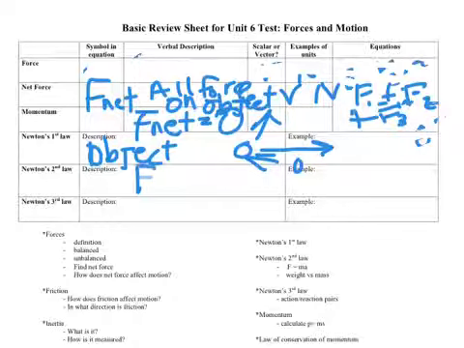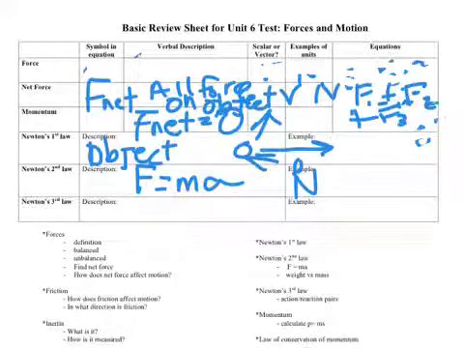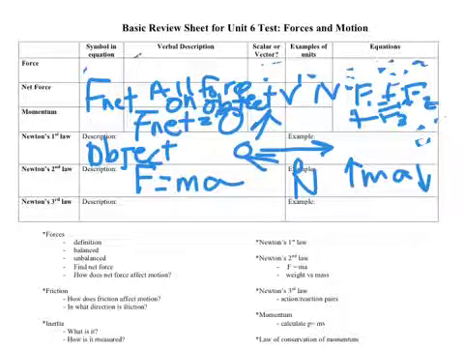Newton's second law describes the force, what it is. It's mass times acceleration, again in newtons. Remember mass and acceleration are inverses of each other. If the force stays the same, if mass goes up, acceleration has to go down. If acceleration goes up, mass has to go down.